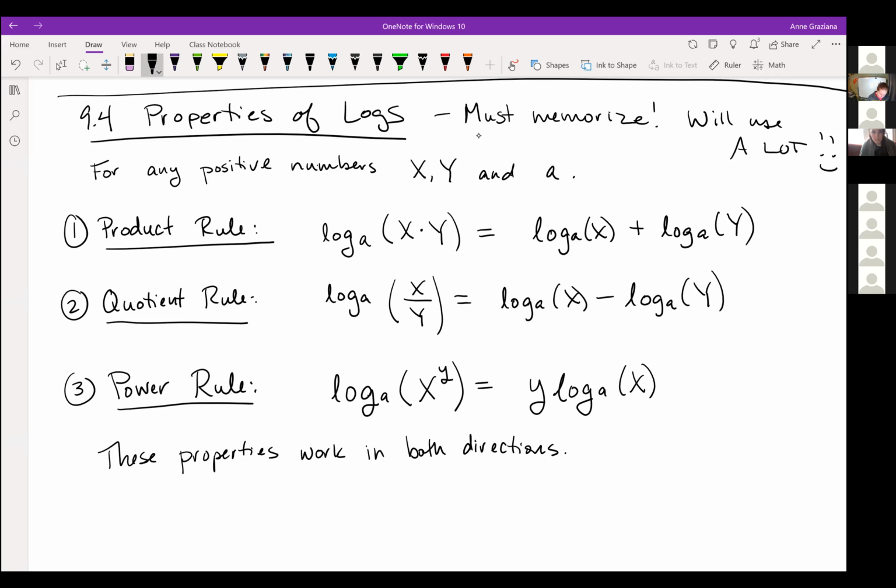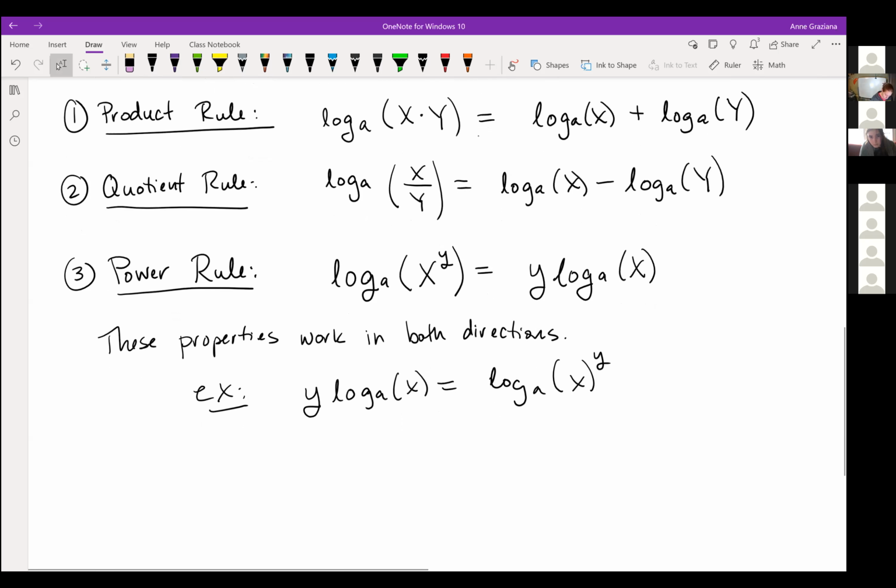Meaning, for example, if I have Y times log base A of X, I can take that Y in the front and put it up as an exponent. So it doesn't matter, these are equivalent. And we're going to practice using those right now.